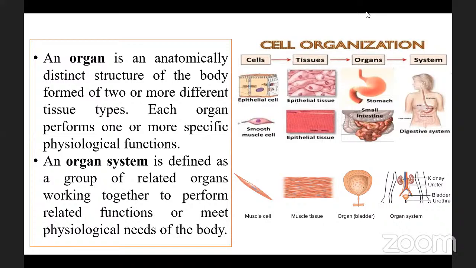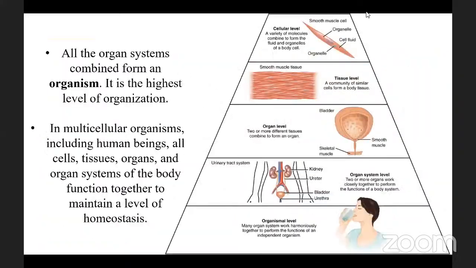A group of such organs come together to perform a specific function or to meet a physiological need of the body. That is called an organ system. For example, the respiratory system, the circulatory system, the nervous system. The digestive system contains so many organs, like stomach, small intestines, large intestines, liver. All these come under the digestive system, and they help in digesting the food essential for the body. If you take all these organ systems together, that makes the organism, in our case, the human being.